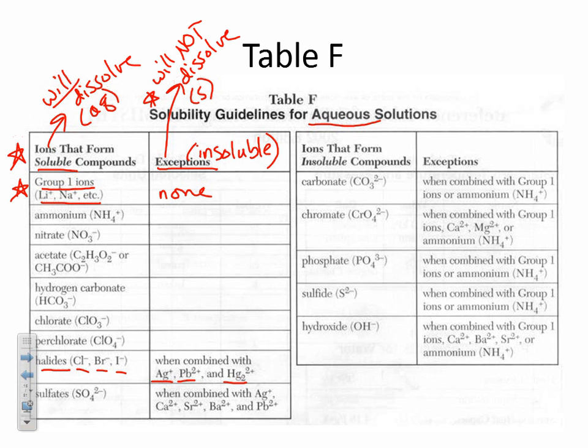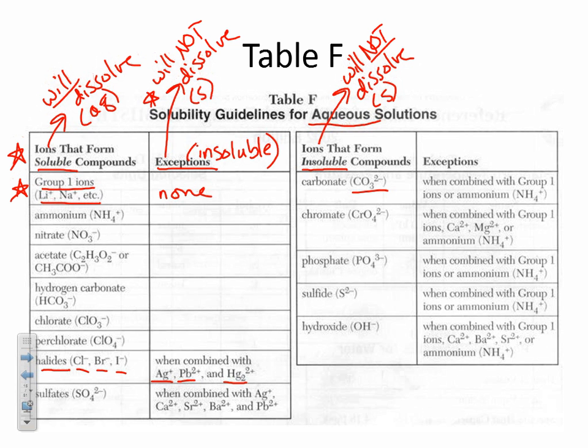And then moving 1 column over, we have ions that form insoluble compounds. So again, this is kind of like looking for half of the name in table E. If you're having a compound and you find half of it in this particular column, ions that form insoluble compounds, that means that your compound will not dissolve in water. It's not soluble. It's insoluble. It's going to look like a solid. So carbonates, CO3 2-. These are typically very insoluble compounds. They don't dissolve in water. Likewise, chromates are insoluble. Phosphates are insoluble. Sulfides are insoluble, etc., etc.